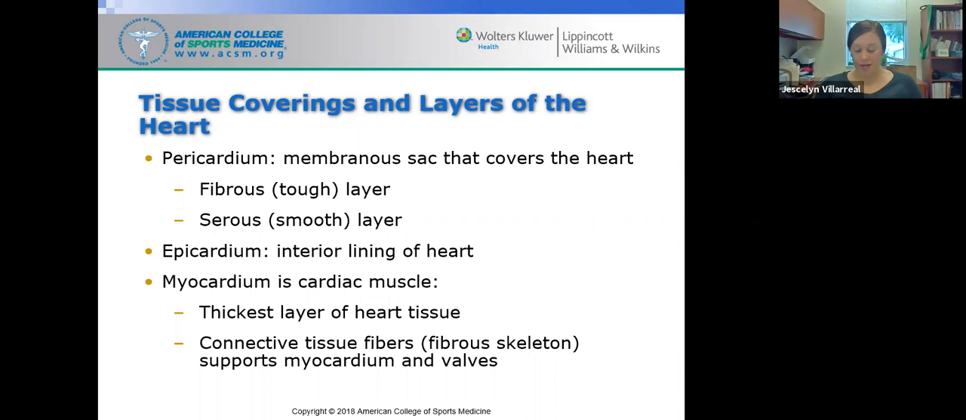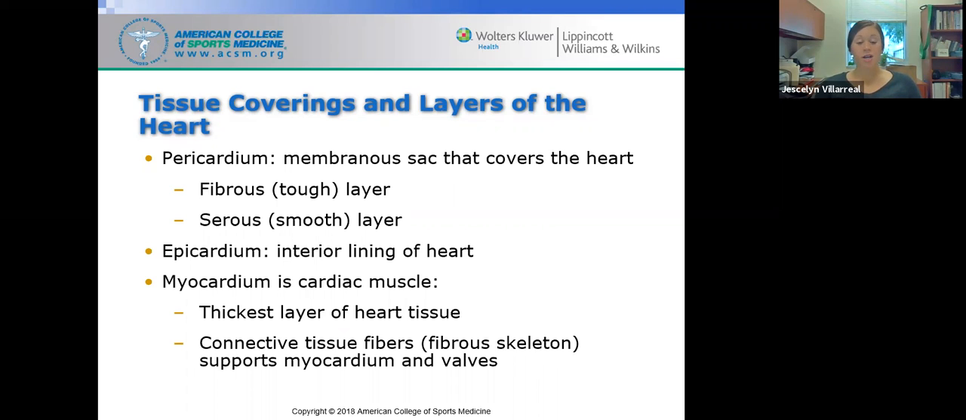Tissue coverings and layers of the heart. Your pericardium is a double-walled, loose-fitting membrane sac that covers your heart. The outer wall of the pericardium has both types of layers, a fibrous, which is tough, and a serous, which is a smooth layer. The pericardium helps anchor the heart within the chest. Okay, it helps it maintain its position.